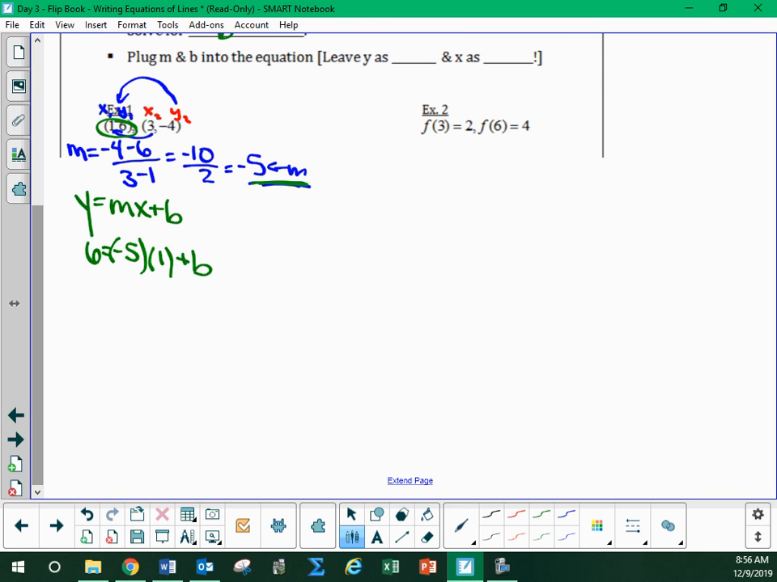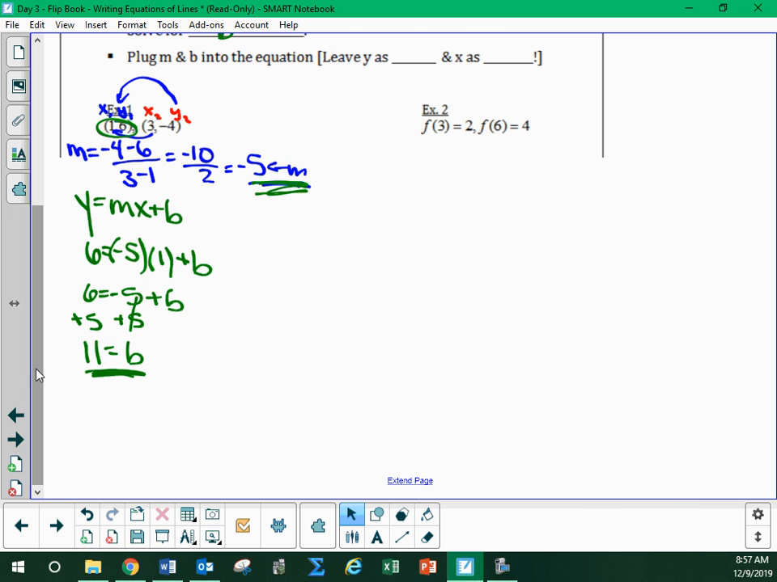Just like we did on our homework, let's go and simplify. Use your calculator to help you out. So 6 equals negative 5 plus b. Add 5 to both sides. I get 11 plus b. So now I have my slope, I have my b. We can write our equation.